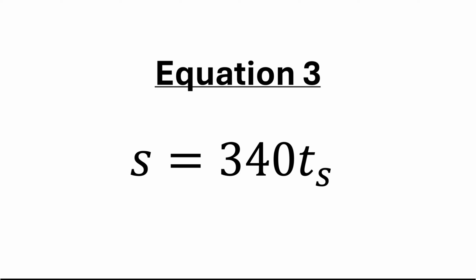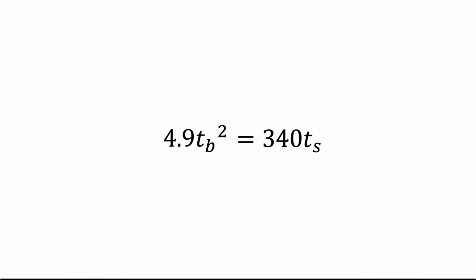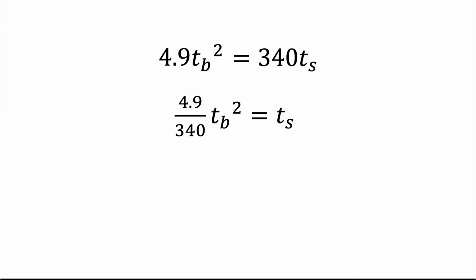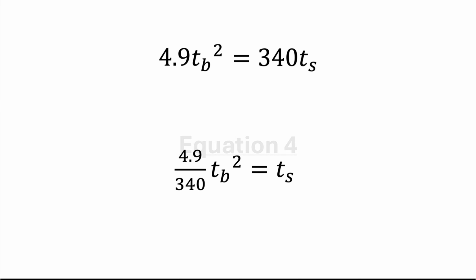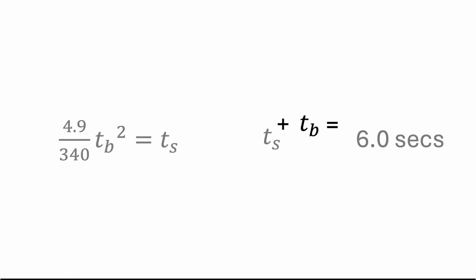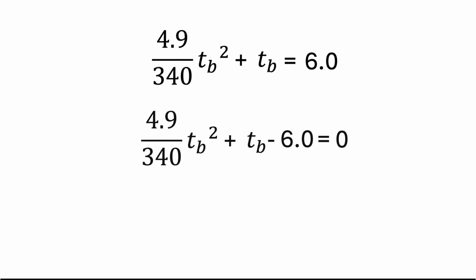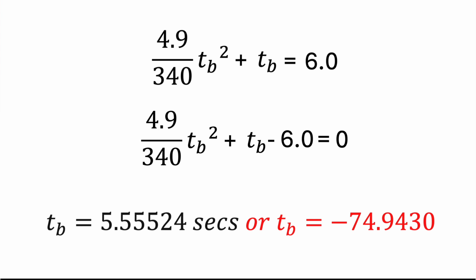As the distance travelled by both the stone and sound is the same, they can be made equal. This allows us to divide both sides by 340. Label this new equation equation 4. The value for TS can now be substituted into equation 1 to give the time taken for the stone to hit the water. By rearranging to make the equation equal 0, we can use our graphics calculator to solve for TB. There are two values for TB.